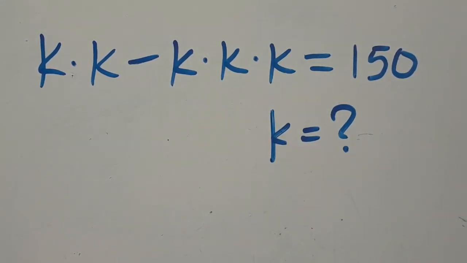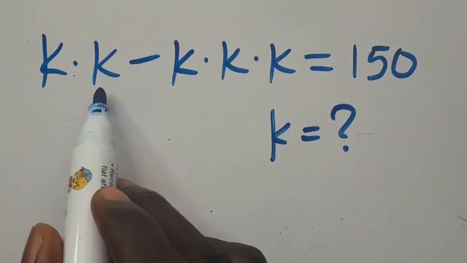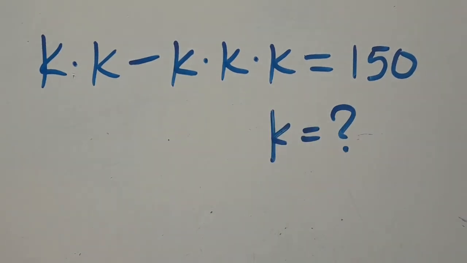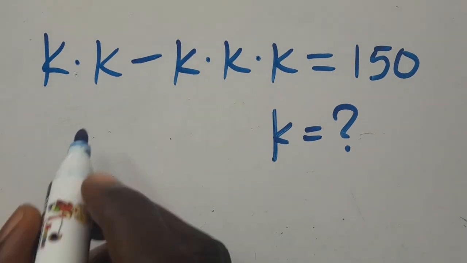Hi, welcome back. What will be the value of k, given that you have k multiplied by k minus k multiplied by k equals 150? So let's have it to be solution.